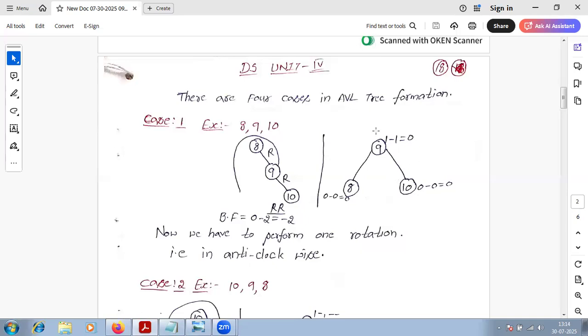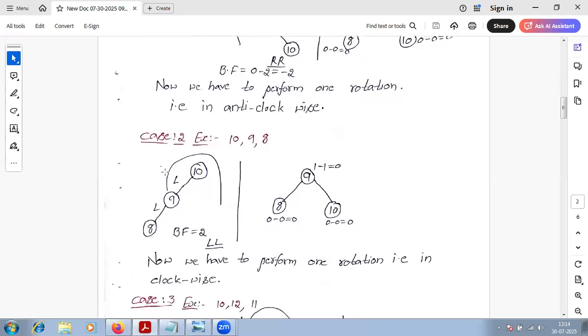Then to confirm it is an AVL tree, we have to check the balance factors of every node in the given structure. Check the balance factor of 9. Left subtree height 1 and right subtree height 1. 1 minus 1, the balance factor is 0. And for this one, 0 minus 0, 0. And for this one, 0 minus 0, 0. All the balance factors are 0, 0, 0. Now we can call it an AVL tree. This is case 1.